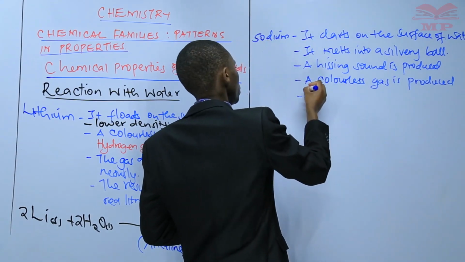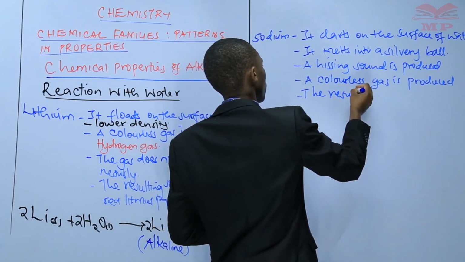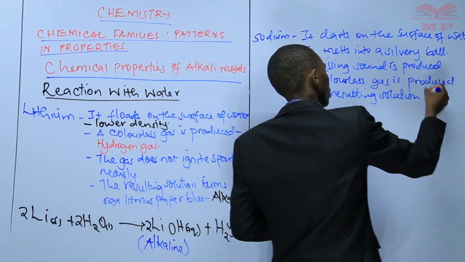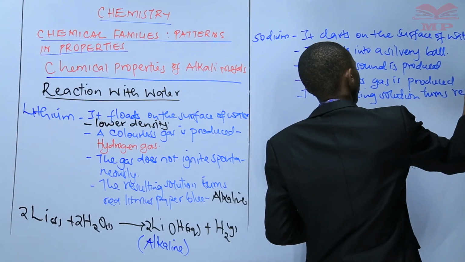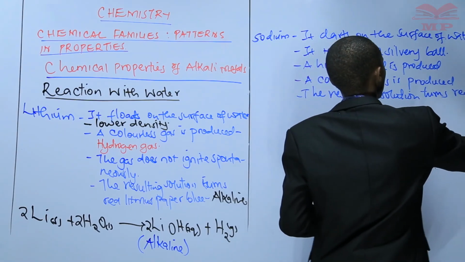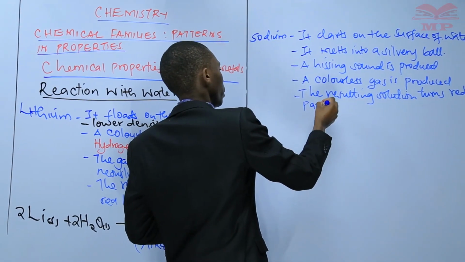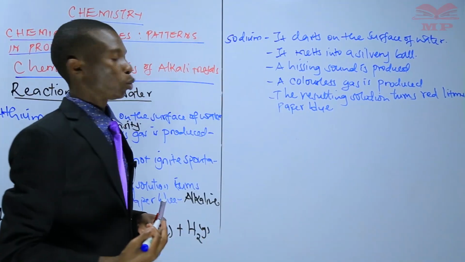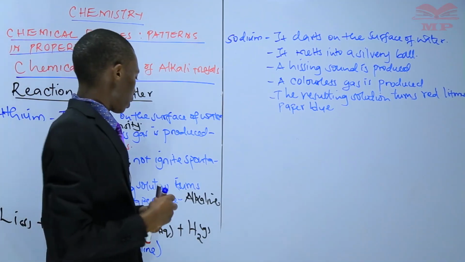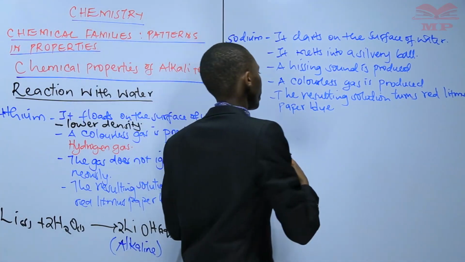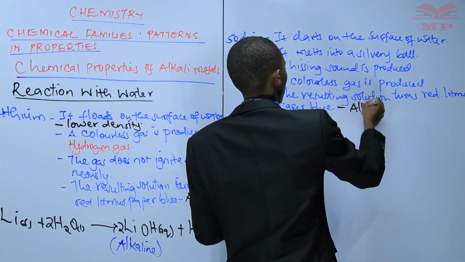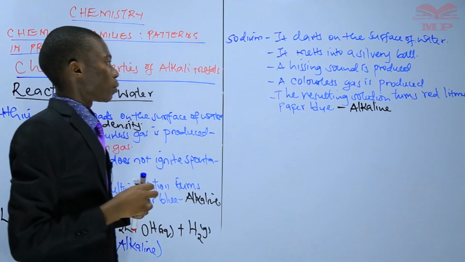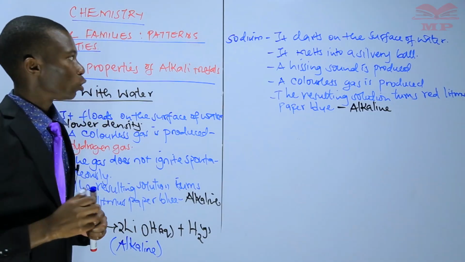And lastly, the resulting solution turns red litmus paper blue. Turns red litmus paper to blue. Therefore, this is what we have said, that the solution is alkaline. The solution is alkaline, and therefore the red litmus paper is expected to turn from red to blue.